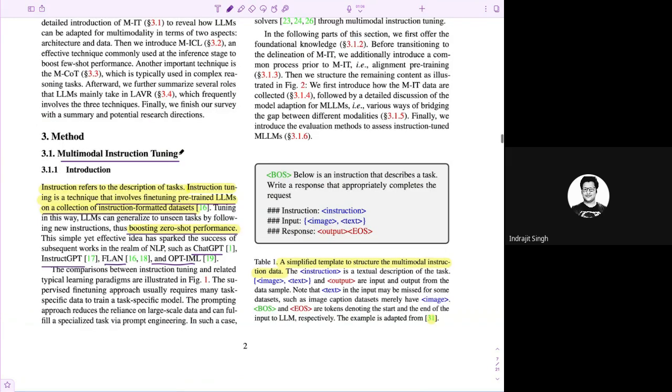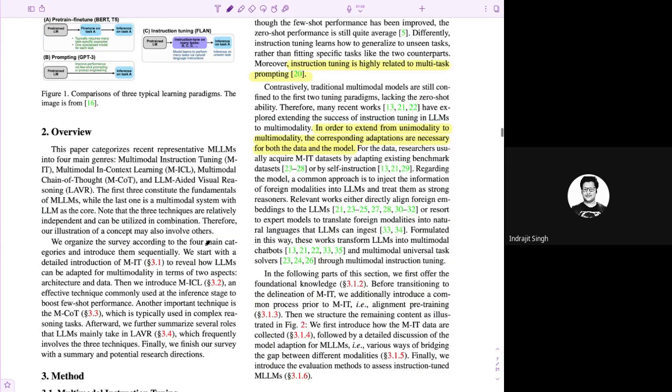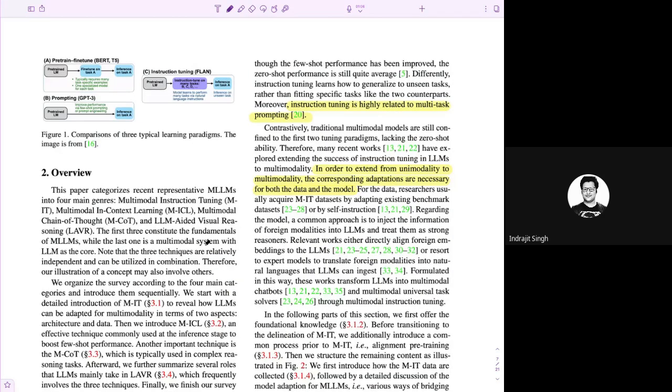The comparison between instruction tuning and related typical learning paradigms is what is given here. You can see here pretrain and fine-tune, and then you have prompting, and then you have instruction tuning, where you have instructions tuned on many tasks, B, C, D. The model learns to perform many tasks via natural language instructions. Okay. So instruction tuning is highly related to multitask prompting. That's where it's coming in, as we narrow it down, right?